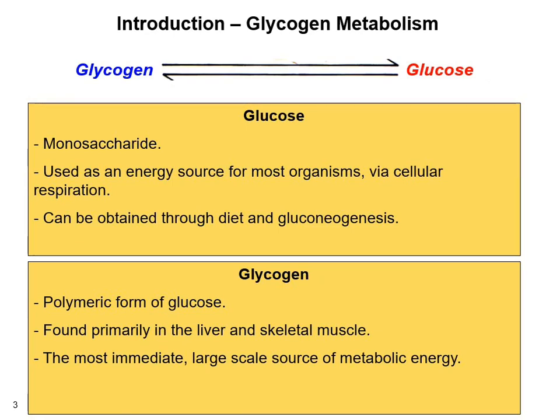It's found mostly in the liver. There is some also in skeletal muscle as well. So that's the main area where we find this molecule. We really don't see glycogen in every single cell in abundance, but in the liver and muscle we see an awful lot of it. And this is our most immediate large-scale source of energy. So when we really need some energy at any given time, this is where the body goes to get glucose.